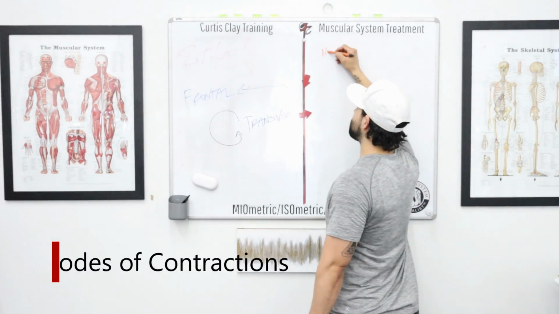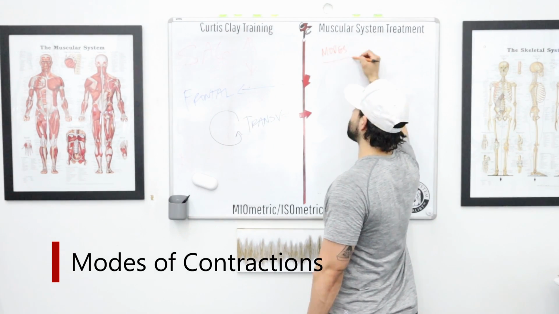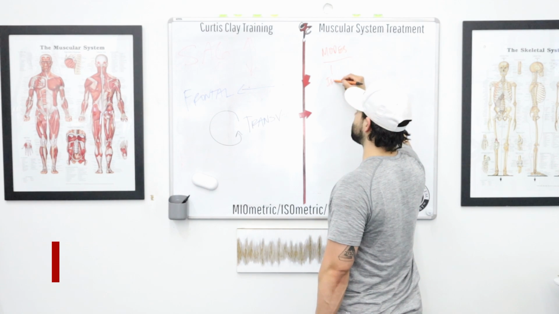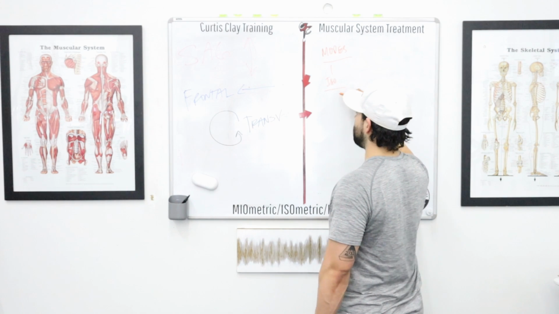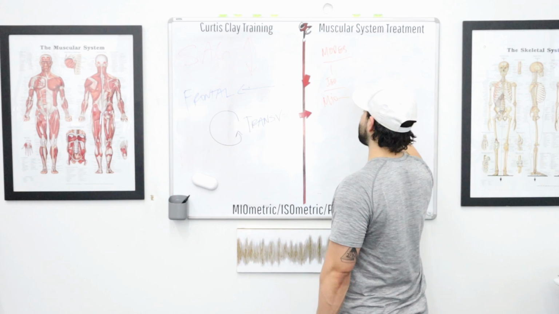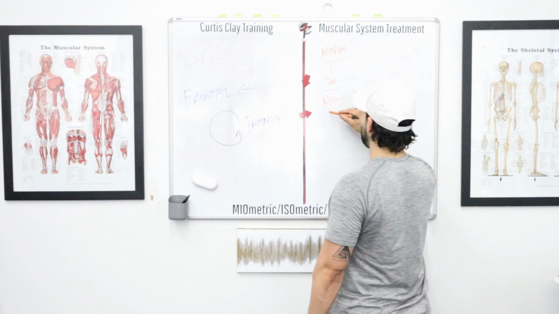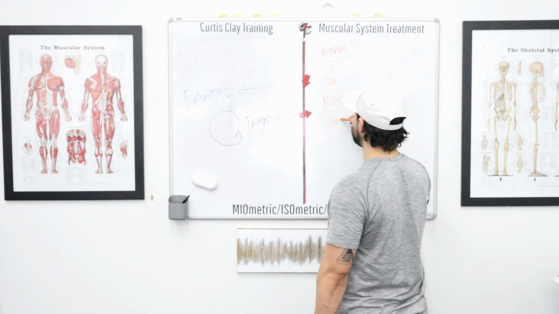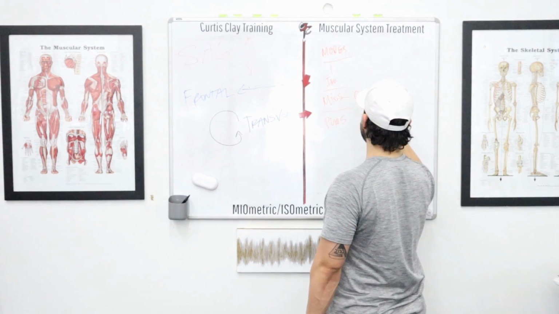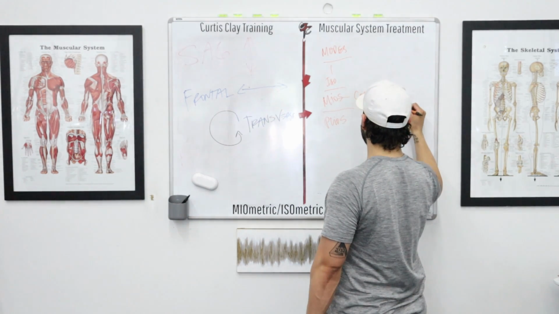Now the cool thing about that is we also have modes of contraction. So I'm just going to write that down as a preview for next week. We have isometrics, which is like a plank. We have myometrics or concentrics. We also have plyometrics, which is an eccentric.